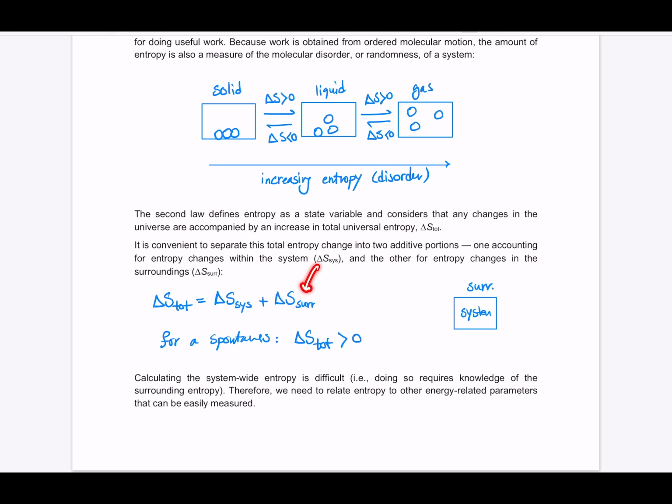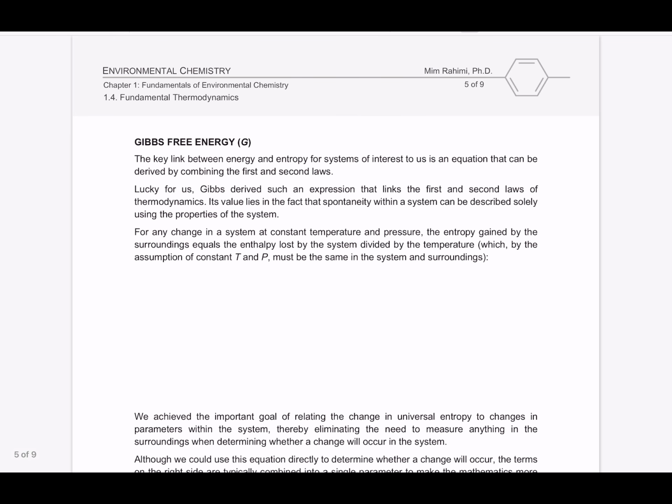The difficult part is that this one is related to the surrounding, and I don't have any information, or I have very limited information about the surrounding. I have good information about the system. So if we can connect the surrounding change in entropy to a system level parameter, then I can basically calculate these two to be able to calculate how this process is impacting the entropy of the universe. So that would be the next part.